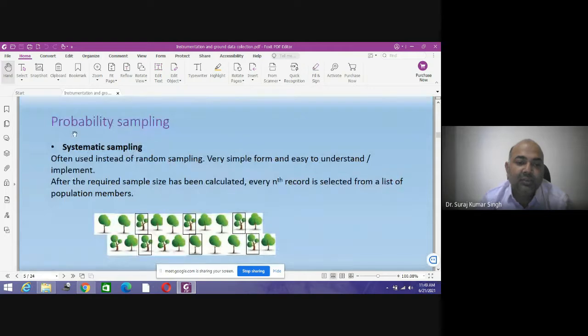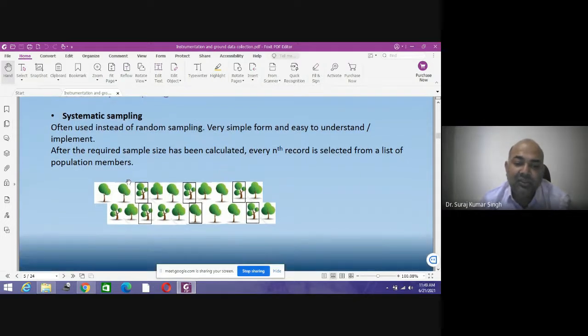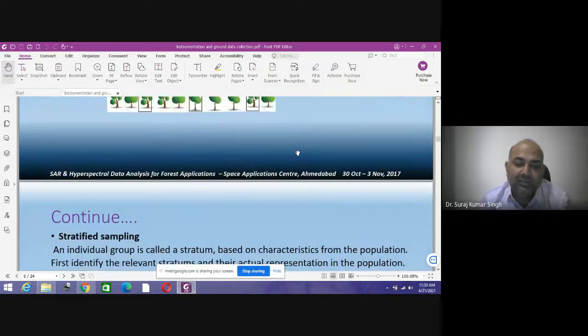Then the second one in probability sampling is systematic sampling. Meaning there is a system, and that was random. Often we use systematic sampling instead of random sampling. It's a very simple form, very easy to understand and implement. After the required sample size has been determined, every nth record is selected from a list of population members. So you can see how simple it is, after 2, 3 there is a particular kind of pattern. This is known as systematic sampling.